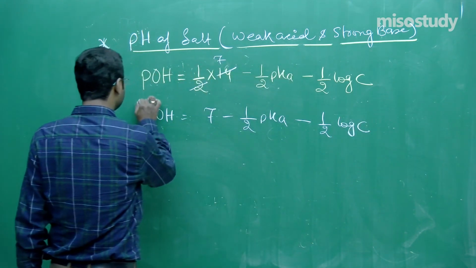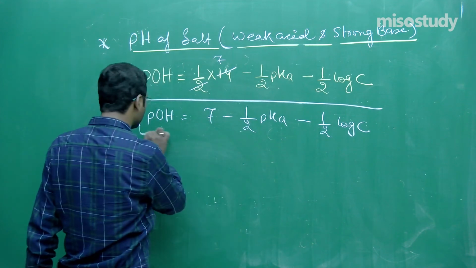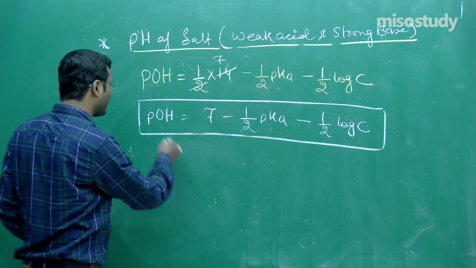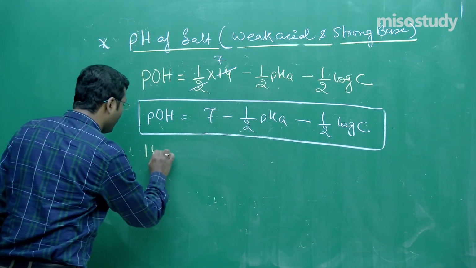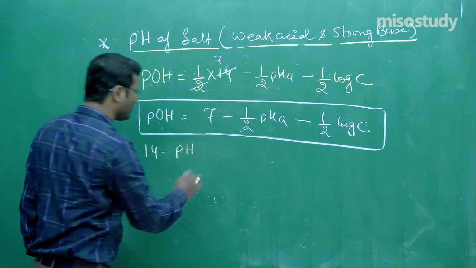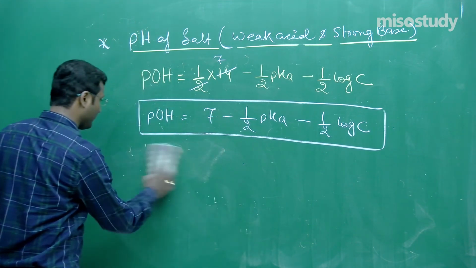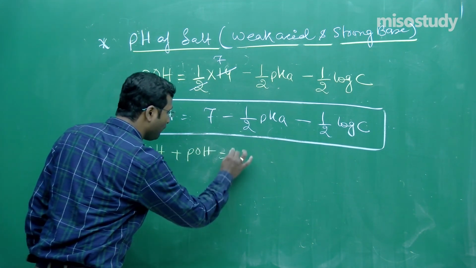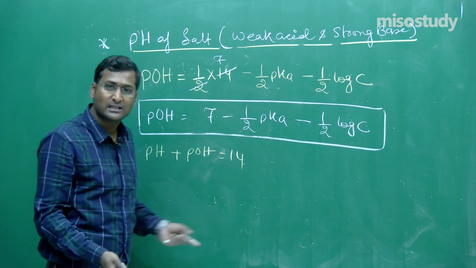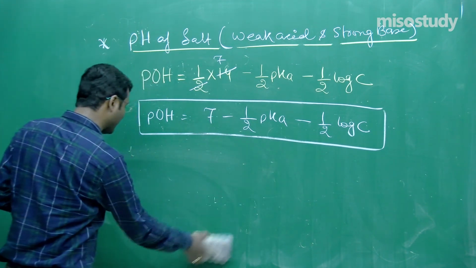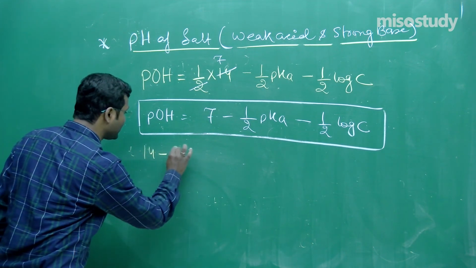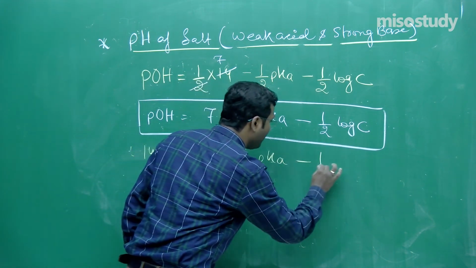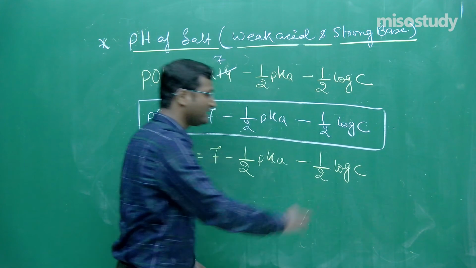Okay friend, this is the expression for pOH, but we all know pH plus pOH is equal to 14. So you can write here, sir, that is 14 minus pH. Okay friend, from where it comes? Wait for a moment. You can write like this, no? Sir, pH plus pOH is equal to 14. So you can write 14 minus pH is equal to pOH. So it is 14 minus pH is equal to 7 minus 1 by 2 pKa minus 1 by 2 log C. Is it clear to you, friend?